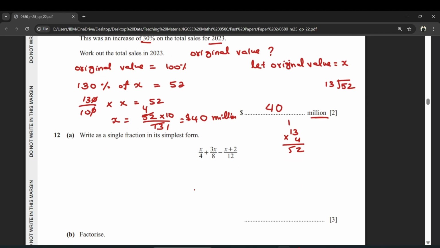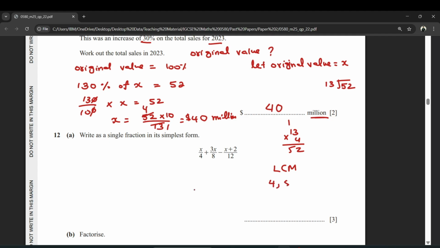All right, question number 12. Write as a single fraction in its simplest form. Okay, so this is not an equation, this is an expression. Okay, what we can do here is we can first find the LCM, because here we have three different fractions. So we can take LCM.